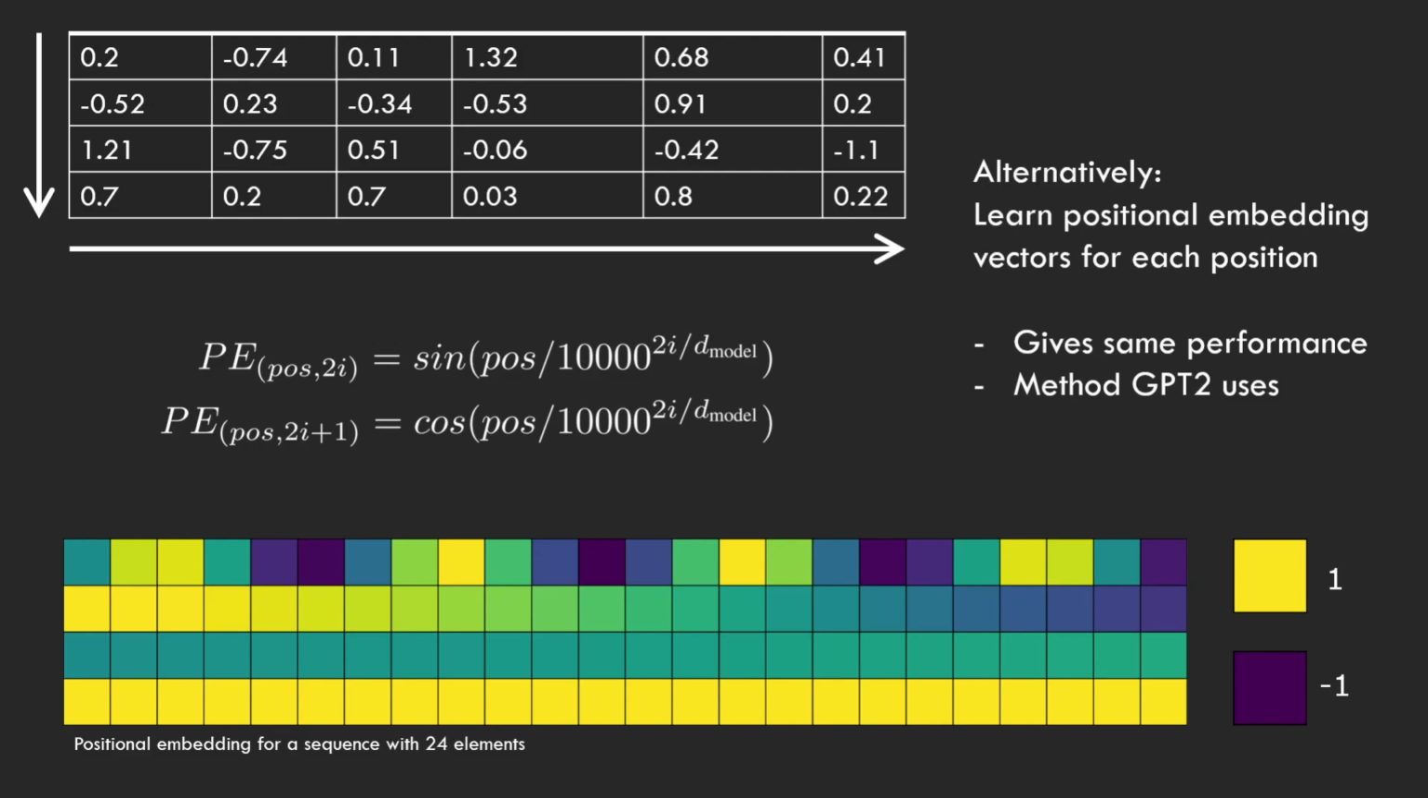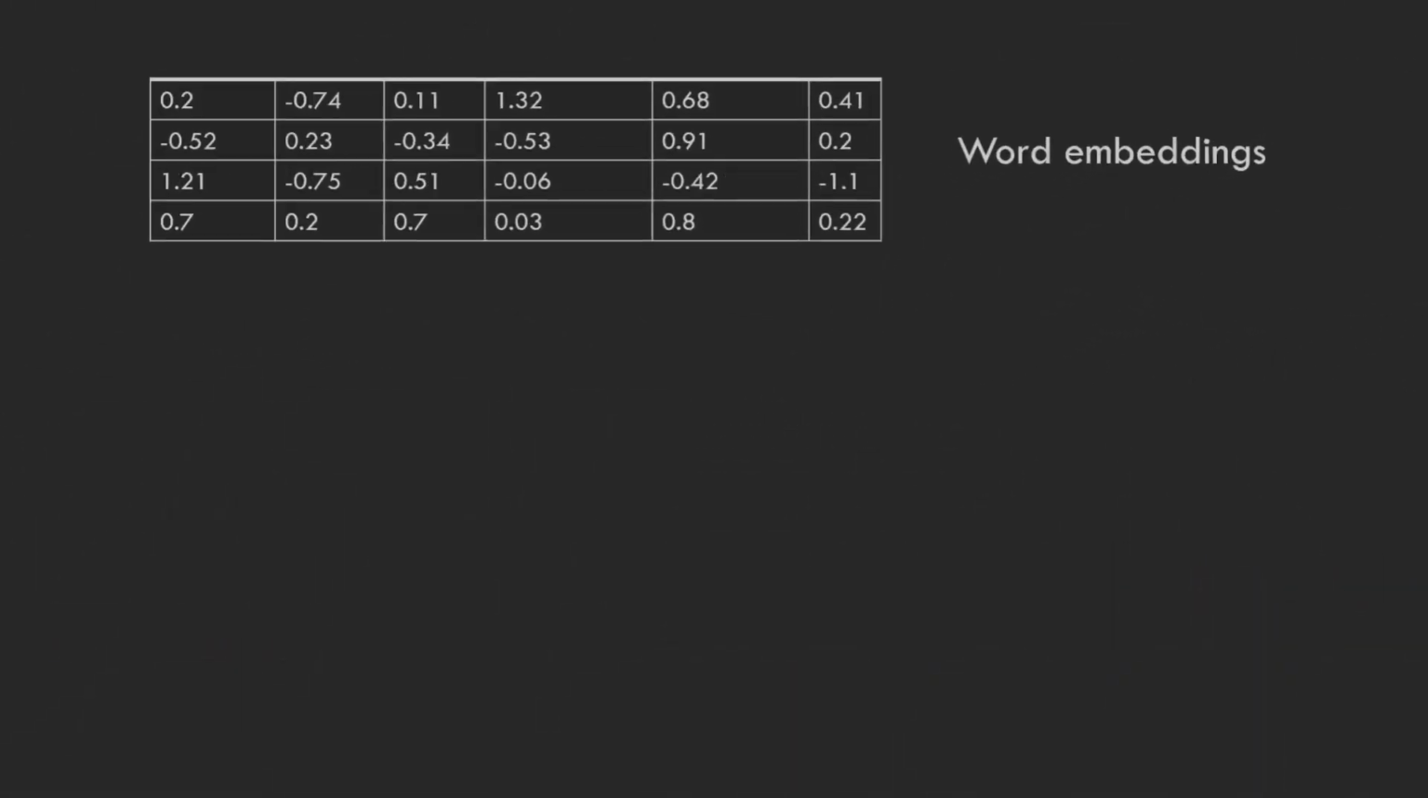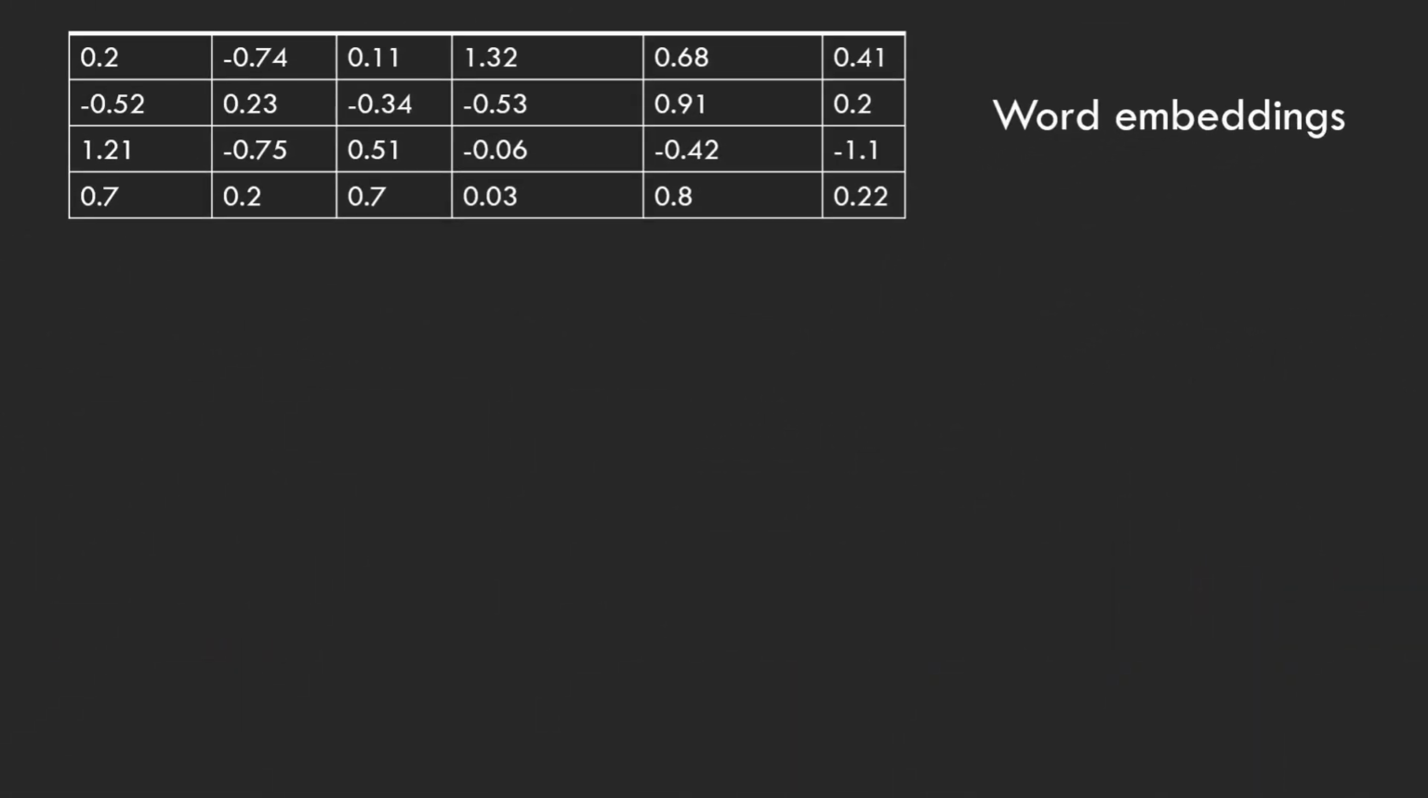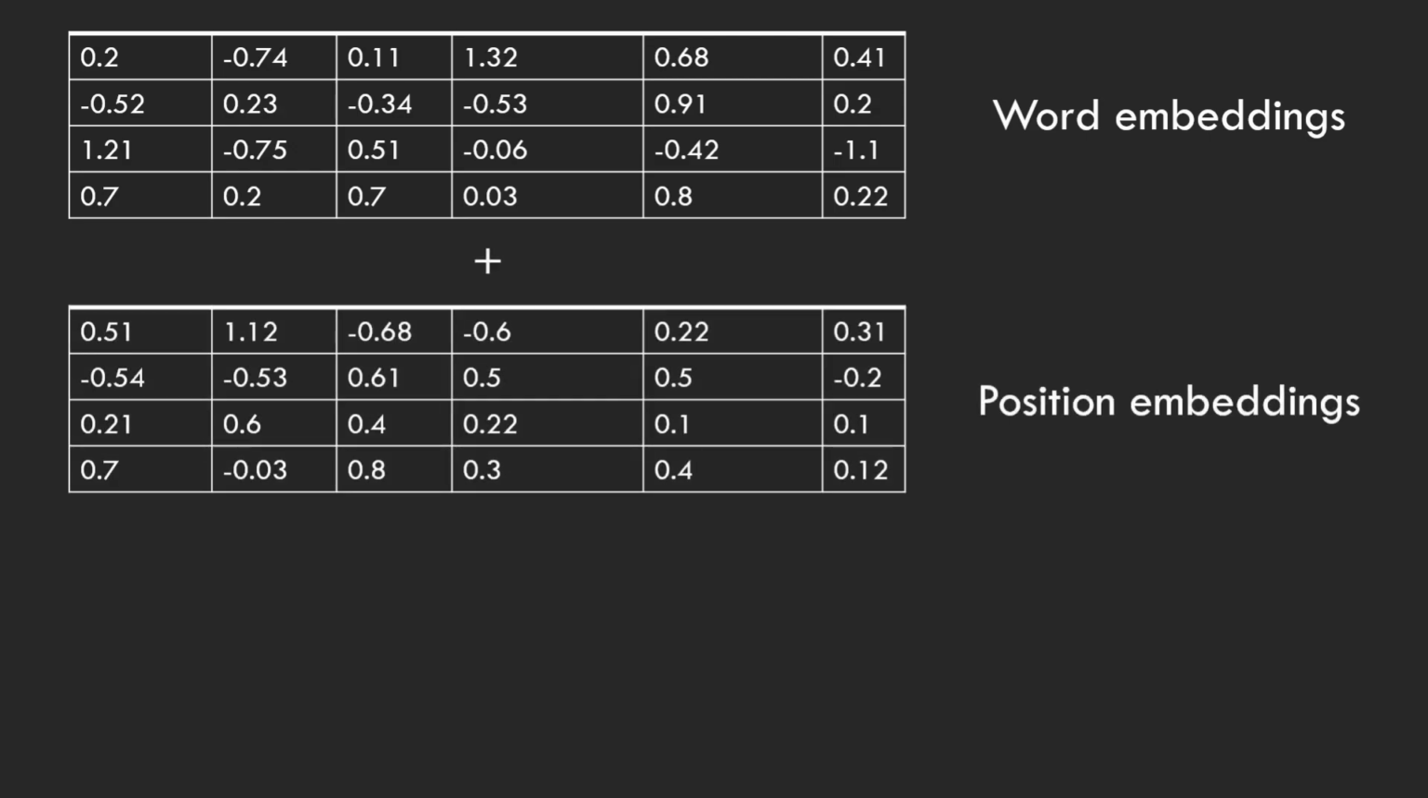This method is what OpenAI favored for the GPT-2 model, a popular open source model for text generation that builds on the Attention is All You Need paper, and is a predecessor to the widely popular ChatGPT model from OpenAI. Once we have our position embeddings, we simply add them onto our word embeddings to obtain the final embeddings that will be passed to the rest of our network.